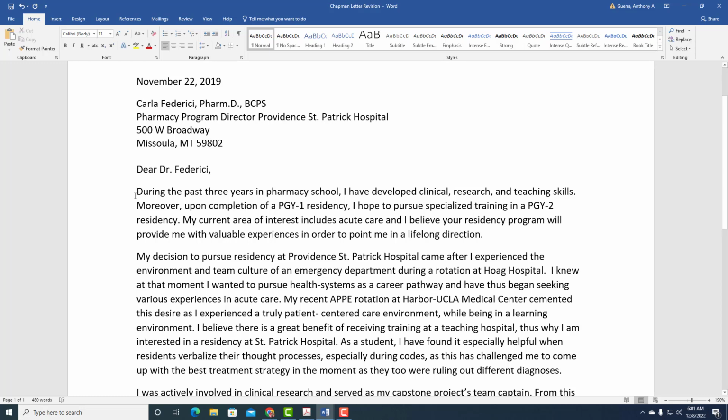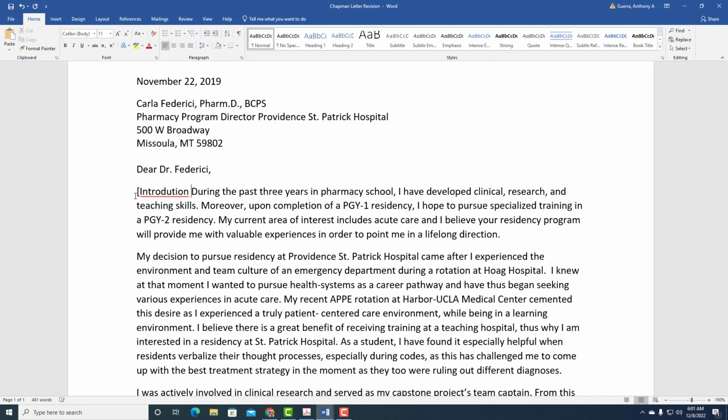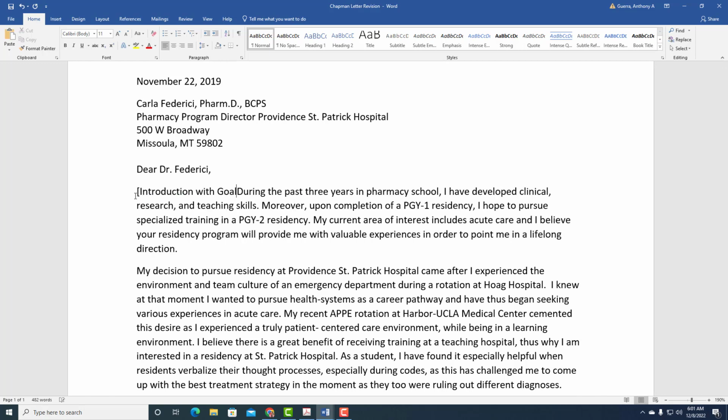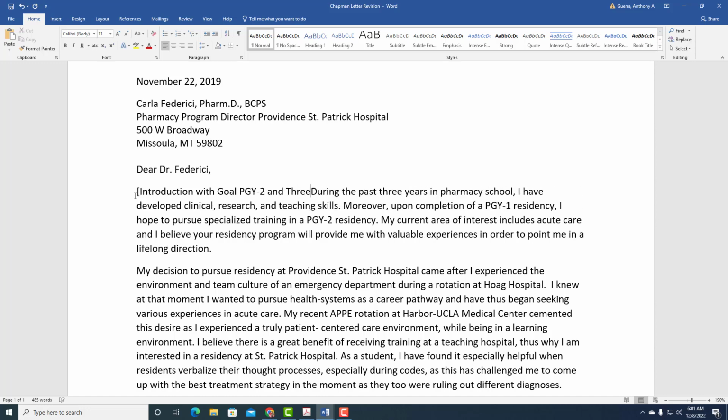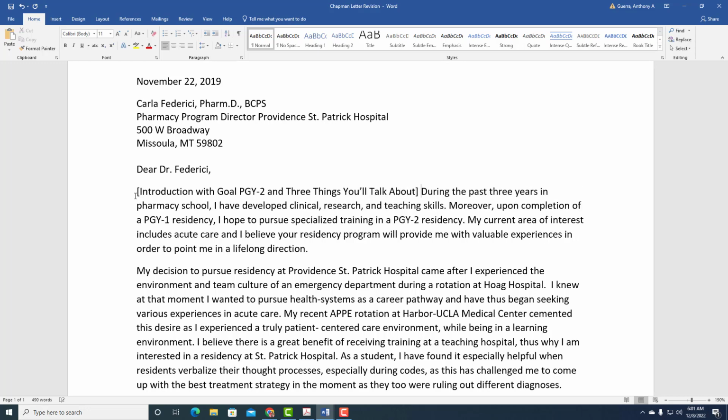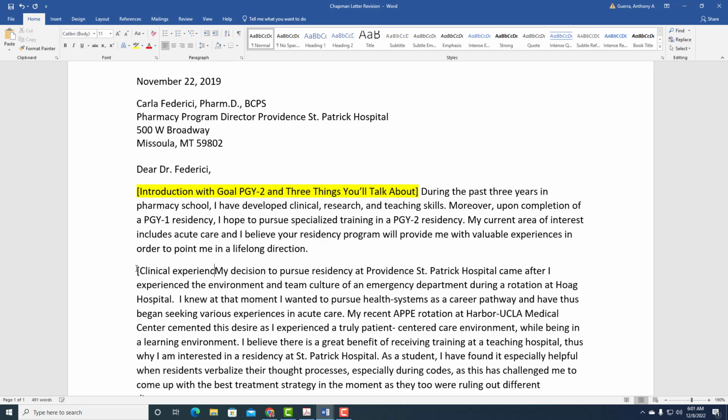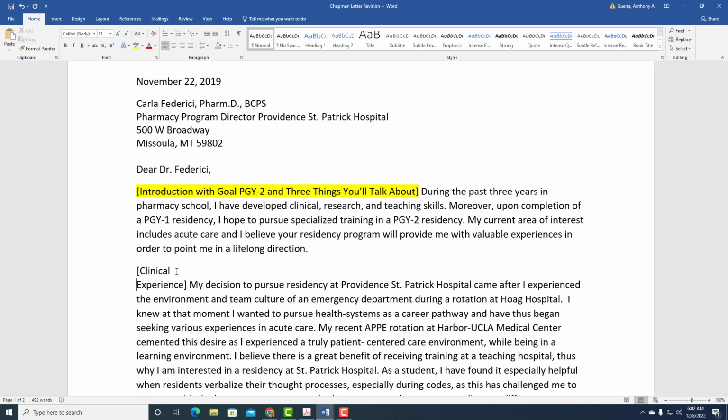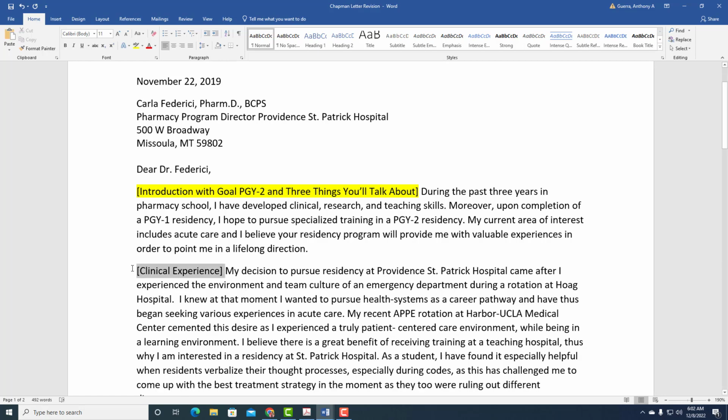So let's do that. So this is introduction with goal, okay, PGY2 in this case, and 3 things you're going to talk about. Okay, and we'll put that there. Okay. So that's what you did there. Okay. And we'll highlight that in yellow. The next one, okay, you talked about clinical experience. You should probably talk about work experience here too. Some residencies will not take you if you've not worked in a hospital before. So make sure it's top of mind.